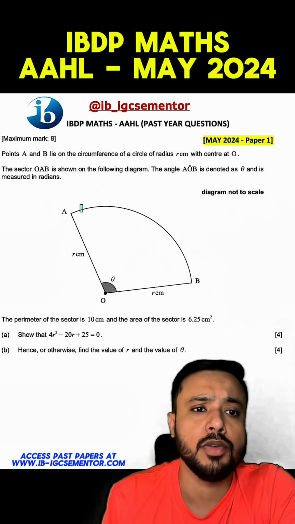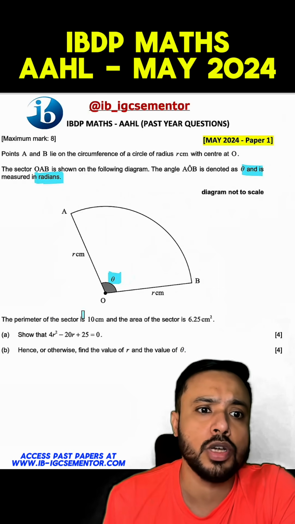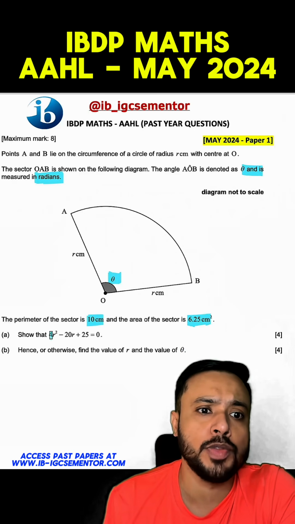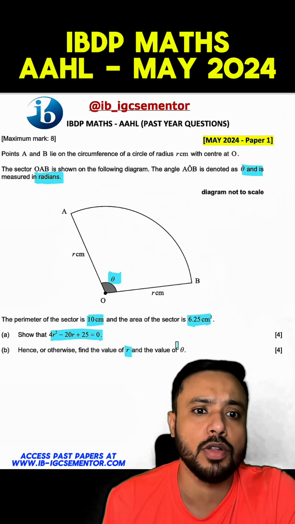In this question we have been given a sector whose radius is r and the central angle is theta, and theta is measured in radians. So this is very important. It's also given that the perimeter of the sector is 10 centimeter and the area of the sector is 6.25 centimeter square. In part A we have to prove that 4r square minus 20r plus 25 is equal to 0, and in part B we have to figure out the value of r and theta.